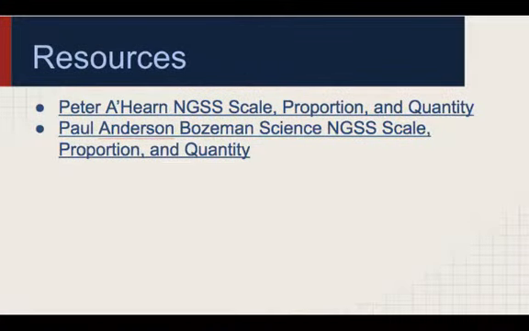Here are 2 resources for teachers to get other perspectives on crosscutting concept number 3, scale, proportion, and quantity.